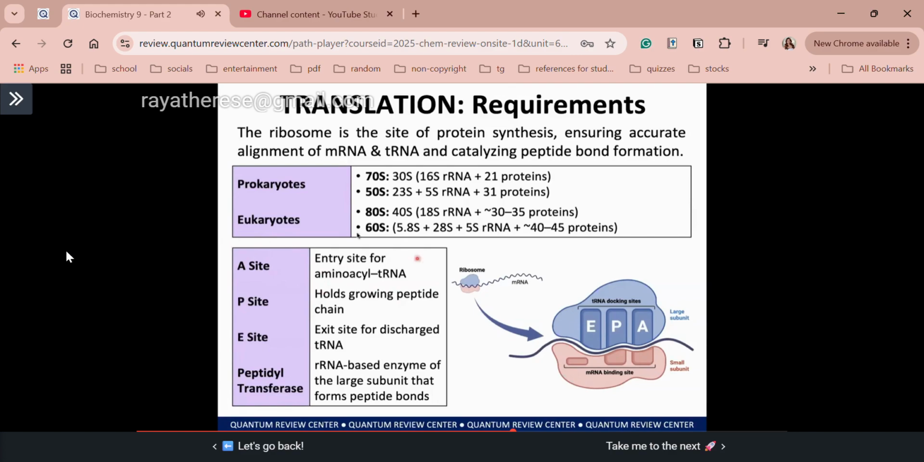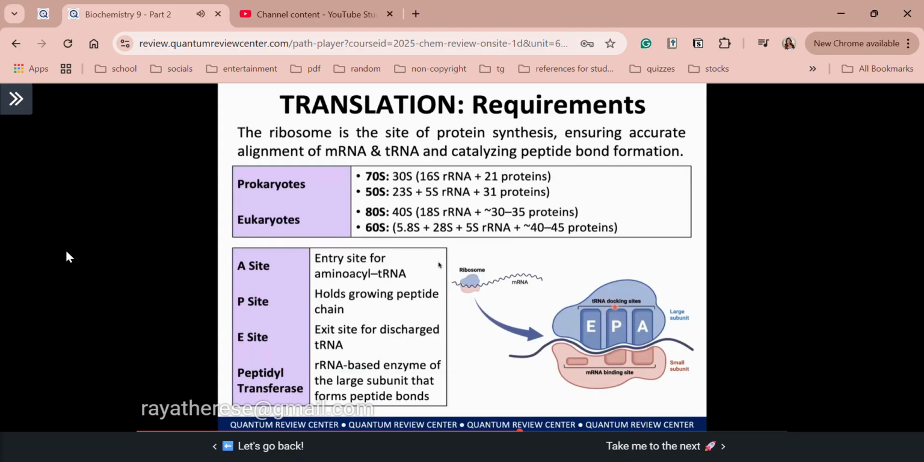Okay, for our next site, this is your P site. So literally, this is your site where your peptide chain grows. Because class, here is the site of your peptidyl transferase. So later on, we will see that specific enzyme catalyzing your peptide bond formation. And of course, last site is your E site, the exit site for discharged tRNA, meaning it already transferred the amino acid from its CCA end. Okay, and of course, class, again, the peptidyl transferase is an rRNA-based enzyme of the large subunit. So here it is at the P site where it catalyzes the formation of your peptide bond, because the P site is the growing peptide bond elongation site.